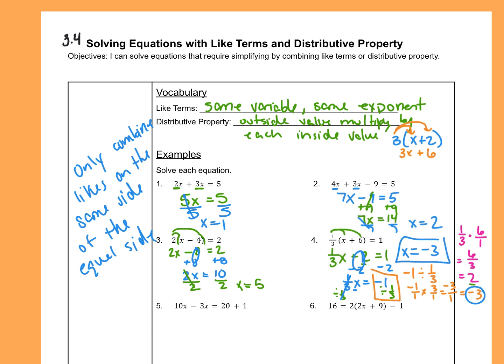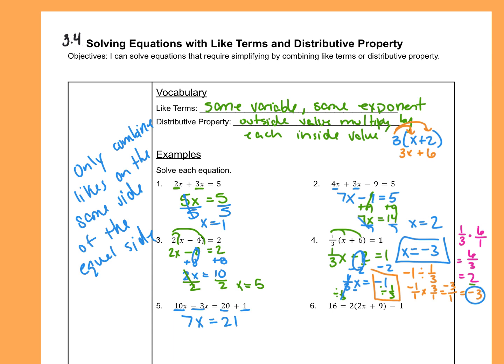On number 5, I noticed two things. I noticed that on the left-hand side I have like terms, 10x and negative 3x make 7x. But I also noticed on the right-hand side I have like terms, 20 and 1 are also like terms, and that makes 21. So we always want to do all our simplifying first on both the left and the right. If you can simplify, that means combine like terms or distribute, then we're going to do that first.